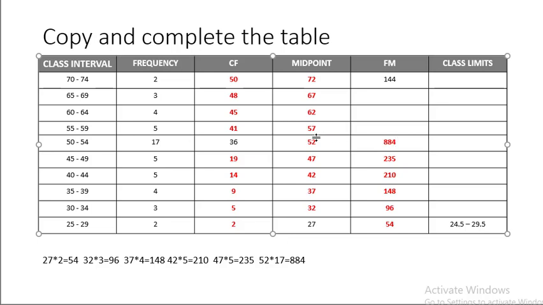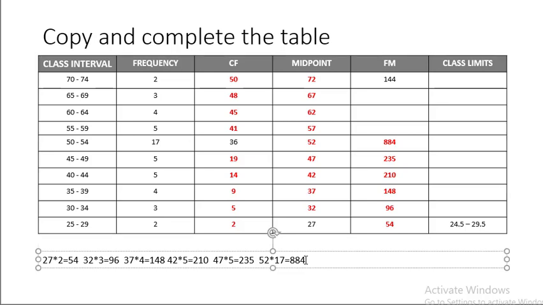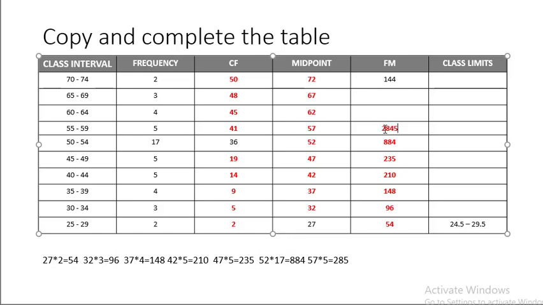And the next one is 57 times 5. Come down here. 57 times 5 is equal to 285. So in here we'll put 285.